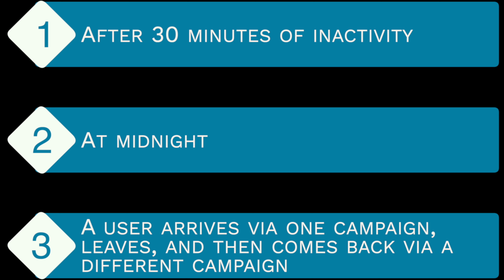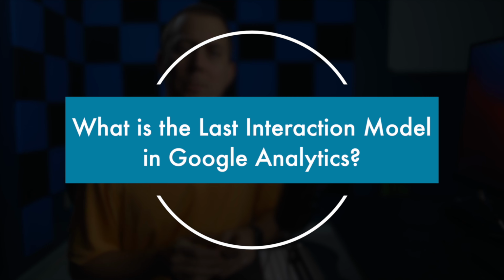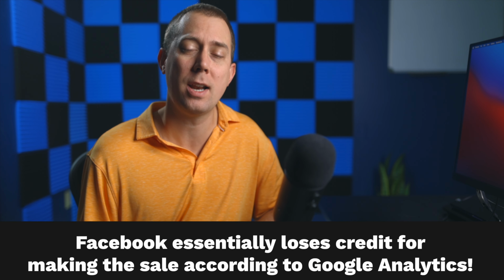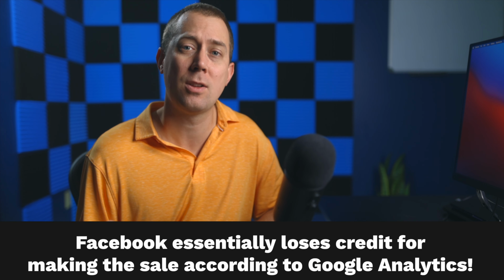The important thing to note is that conversions or goals in Google Analytics use the last interaction model. What is the last interaction model in Google Analytics? It means 100% of the credit goes to that last touch point to the website. So if someone clicks your Facebook ad and doesn't convert, but then comes back later and converts organically by Googling your brand, organic will get the credit for the conversion, not Facebook ads, since organic was the last touch point that led to a conversion. Facebook essentially loses credit for making the sale according to Google Analytics.